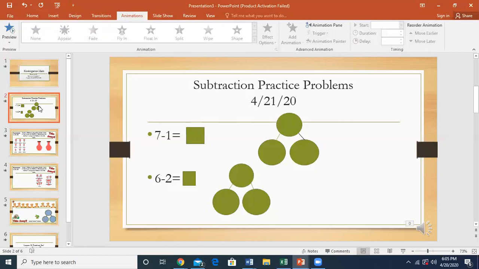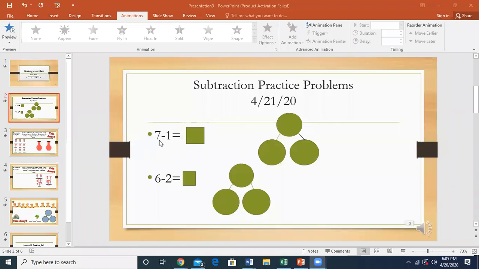So under your last practice problems, please write our date for today, which is April 21st, 2020. So you will write 4-21-20 for April 21st, 2020. When you are finished writing your date, you are going to write your two problems.